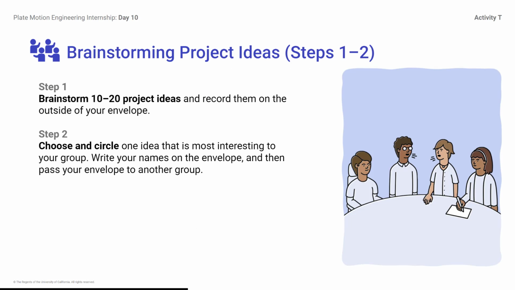Brainstorming project ideas, steps 1 and 2. Step 1, brainstorm 10 to 20 project ideas and record them on the outside of your envelope. Step 2, choose and circle one idea that is most interesting to your group. Write your names on the envelope and then pass your envelope to another group.